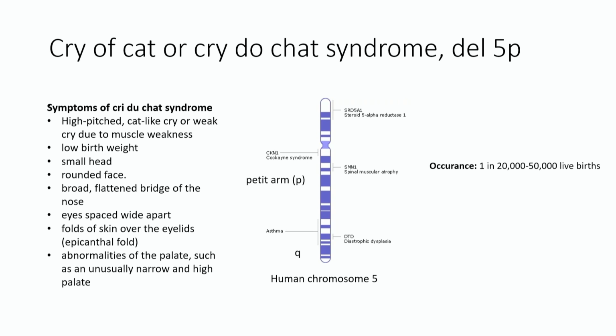Folds of skin over the eyelid, this I just talked about, and then abnormalities of the palate, such as an unusually narrow and high palate. The palate is quite high and narrow. So these are some of the symptoms of Cri-du-chat, or cry of the cat syndrome.